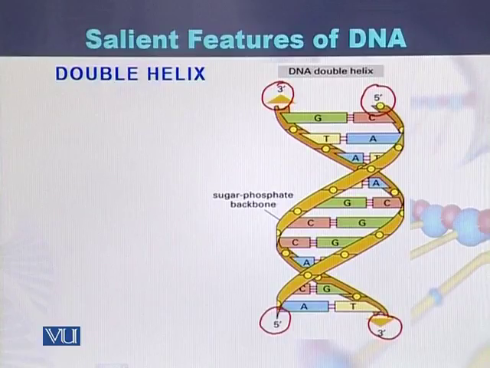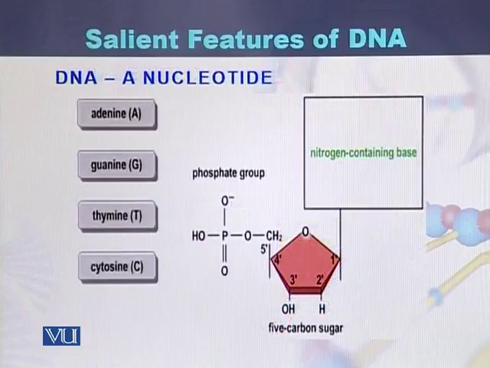So DNA is a double helix structure that consists of two strands of polymer of the nucleotides, and both the polymers run anti-parallel to each other. If we see the structure of a nucleotide, because nucleotide is the building block of the DNA, a nucleotide consists of three parts. One is the 5-carbon sugar.